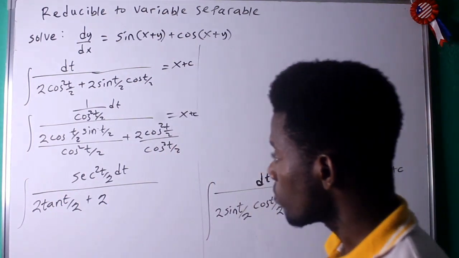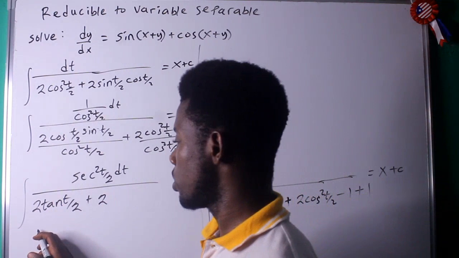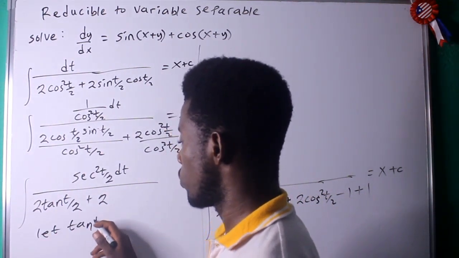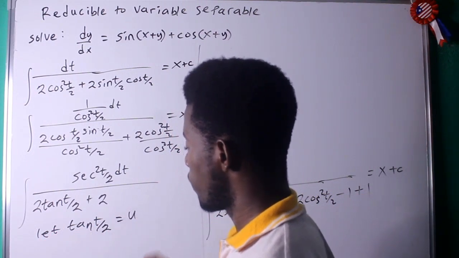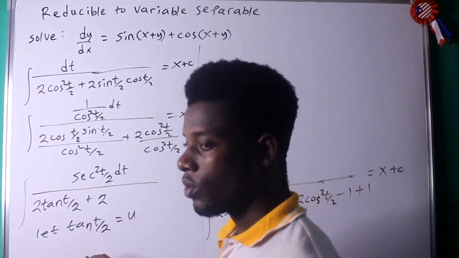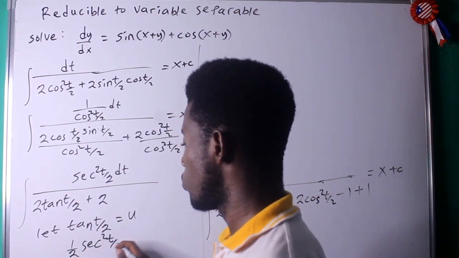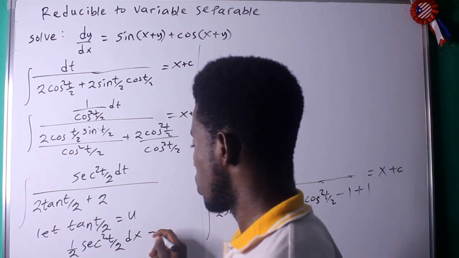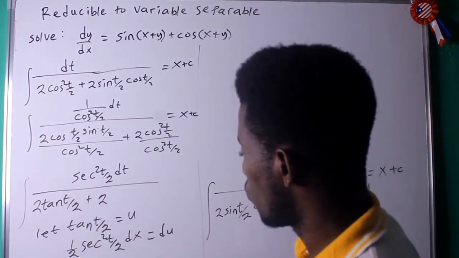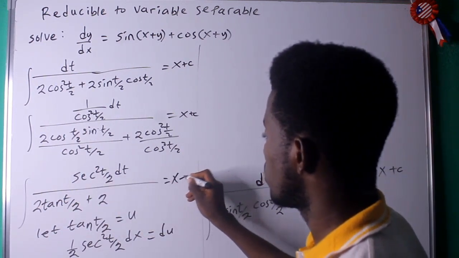Great. Now, in this case, you are going to say let tangent of t over 2 be equal to some variable u. And then we'll differentiate both sides. Differentiate this side, you have 1 over 2 secant square t over 2 dx is equal to du. Great. So here we can rewrite this by factoring out a 2. So this is equal to x plus c.